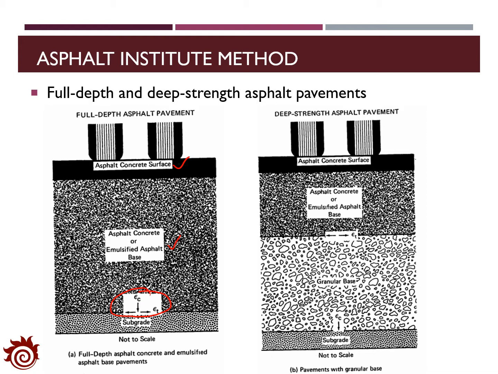While the deep strength asphalt pavement consists of the asphalt concrete surface, asphalt concrete or emulsified asphalt base, and the granular base. We will observe the tensile stress applied at the bottom of the asphalt concrete layer, while the compressive stress is applied at the intersection between the granular base and the subgrade layers.